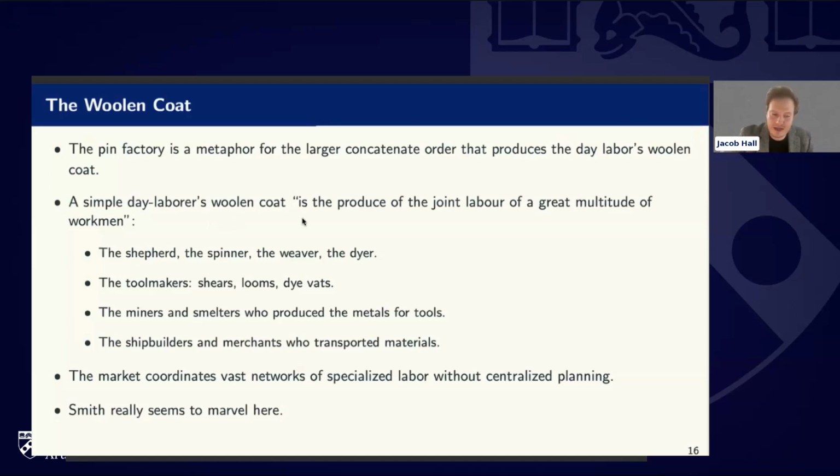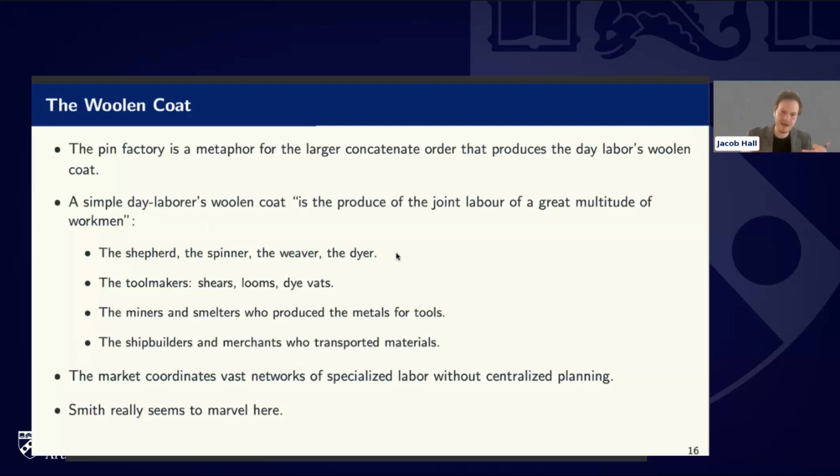And it is, yes, a cheaper garment, but it too is the produce of a joint labor of a great multitude of workmen. Right? It's not just these luxury items that are coming from everywhere. It's even this kind of dingy coat. He does this great spelling out of all of these great multitudes, right? The shepherd, the spinner, the weaver, the dyer.